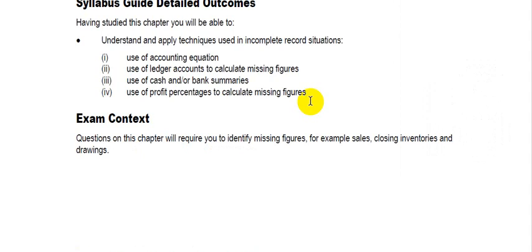So once we're done with this topic, you should be able to use the accounting equation. You should be able to use ledger accounts to calculate any missing figures. You should also be able to use cash or bank summaries, and lastly you should be able to use profit percentages to calculate missing figures.